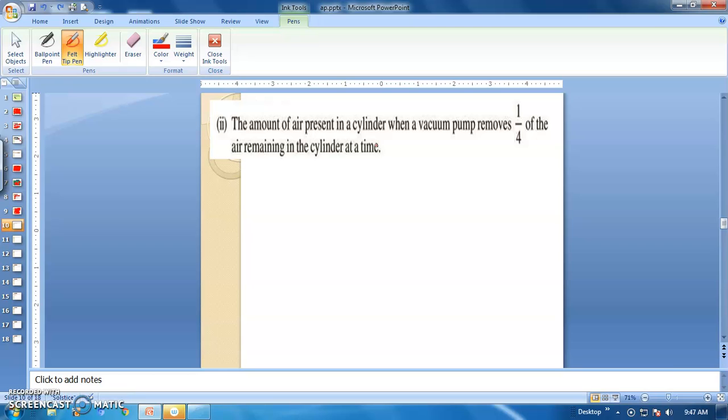Because for that we are going to create a series. Form a series for this question, right? So the amount of air present in the cylinder. Let us take the initial quantity of air present in the cylinder equal to V. V volume, in the first itself, right?